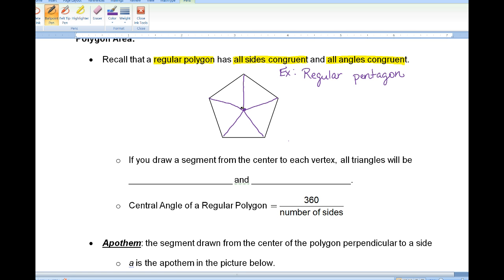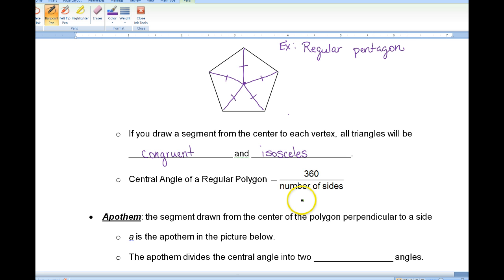So what can you say about all of the triangles? They're congruent, and there's one more. Not equiangular, not equilateral. Look at each side. Let's think before we just call out. There are two sides congruent. Isosceles. Okay, so they are congruent and isosceles.